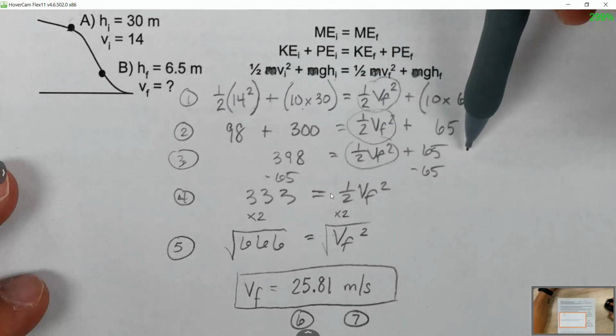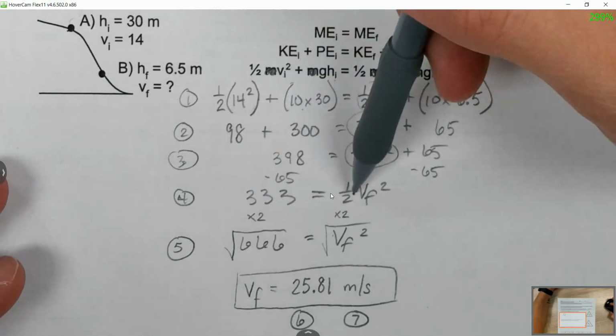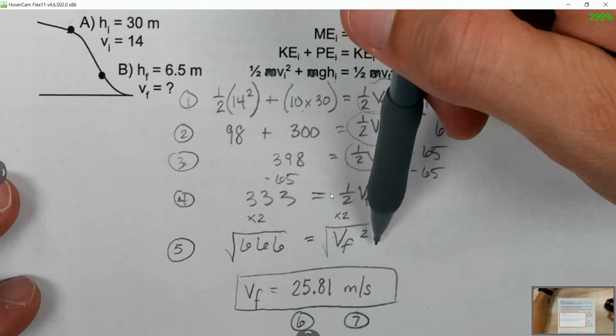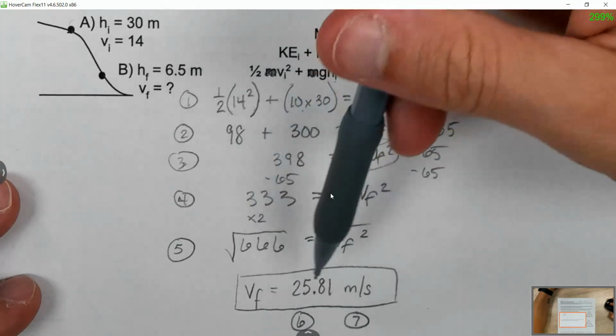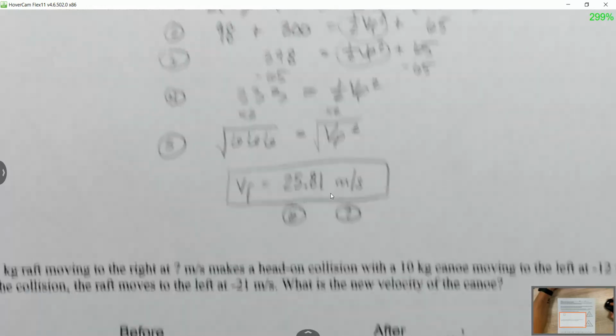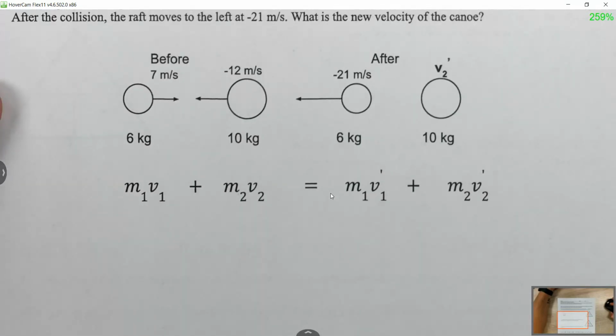Get this, all right, subtract this over. Boom. So you're left with one thing on the left and the 1/2 VF squared on the right. Double both sides to just get VF squared. Then square root it to get your final answer with the correct units.